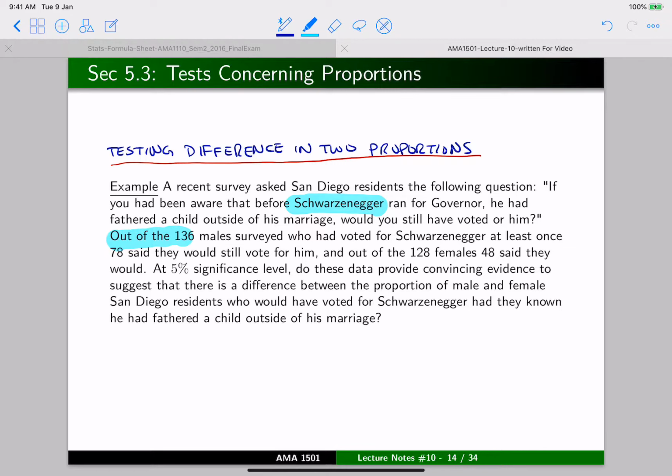Out of 136 males surveyed who had voted for Schwarzenegger at least once, 78 of them said they would still vote for him, and out of 128 females, 48 said they would still vote for him. At a 5% significance level, do these data provide evidence that there is a difference between the proportion of male and female San Diego residents who would have voted for Schwarzenegger had they known he had fathered a child outside of his marriage? Basically, is there a difference in the way males and females perceive this?